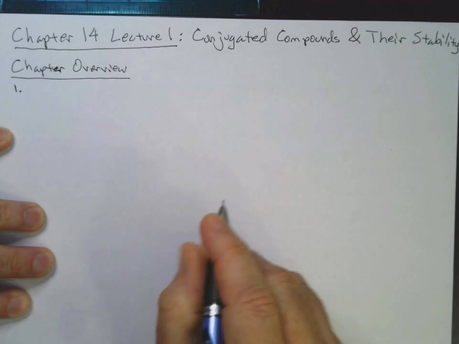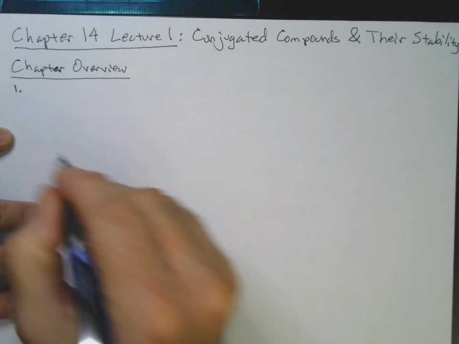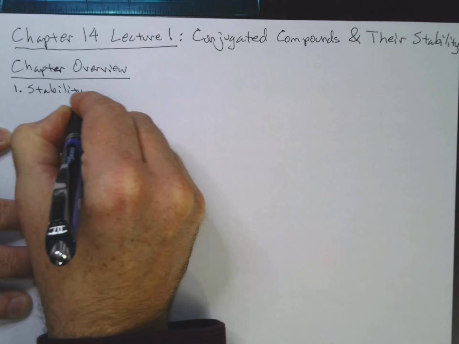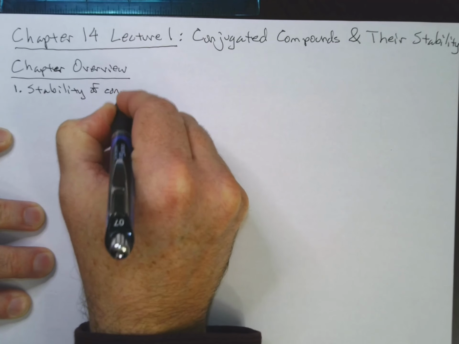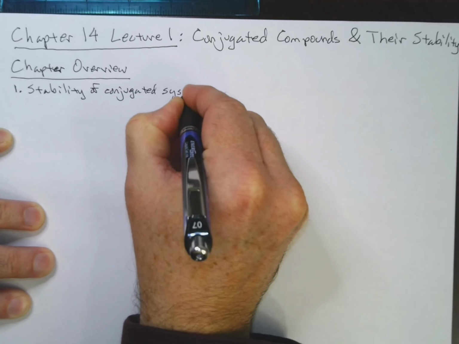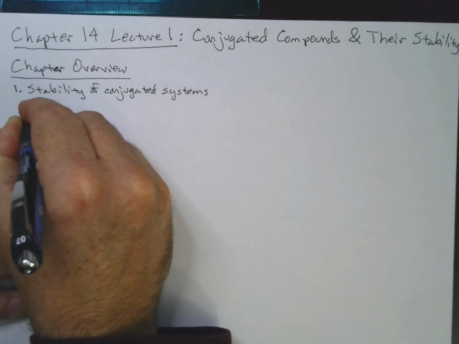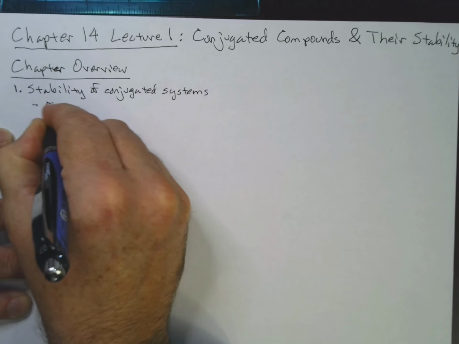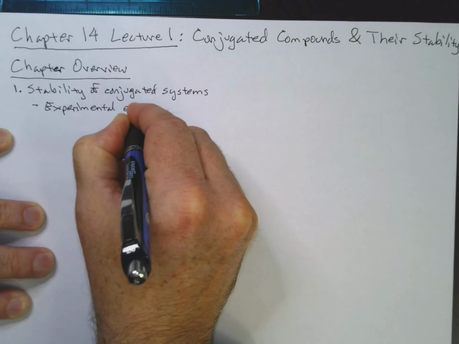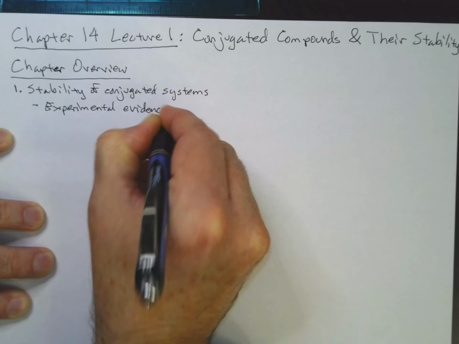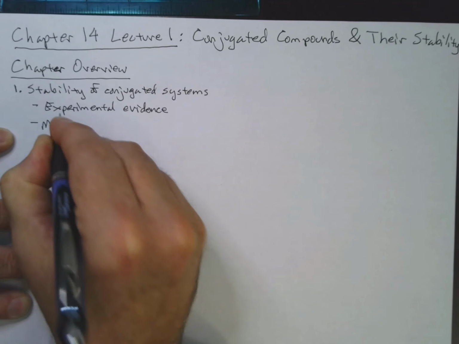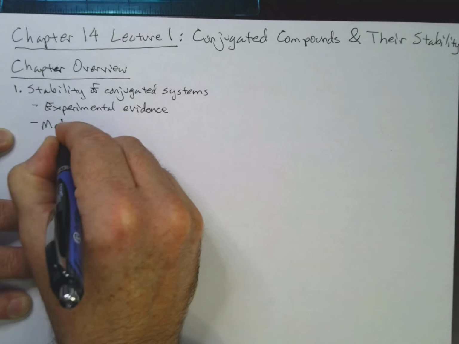I think I'll first start with an overview of the chapter. We'll go ahead and take a look at the stability of conjugated systems, and that'll be this lecture. And we'll look at some experimental evidence. And then we'll look at the explanation for the stability using molecular orbital theory.